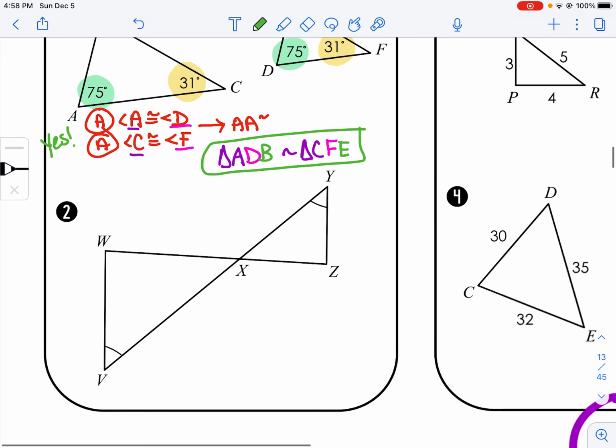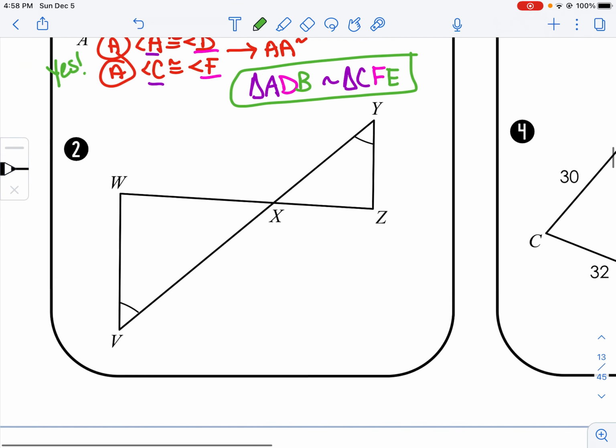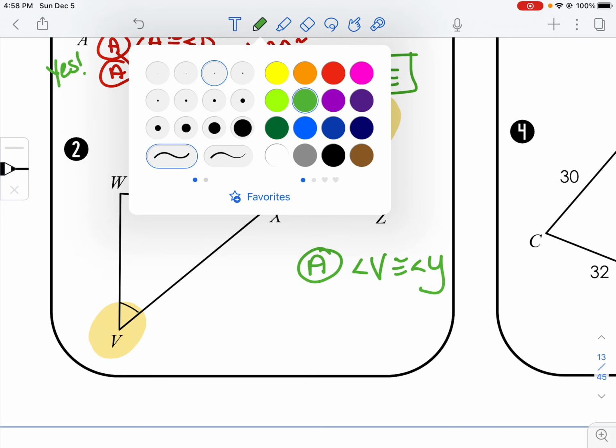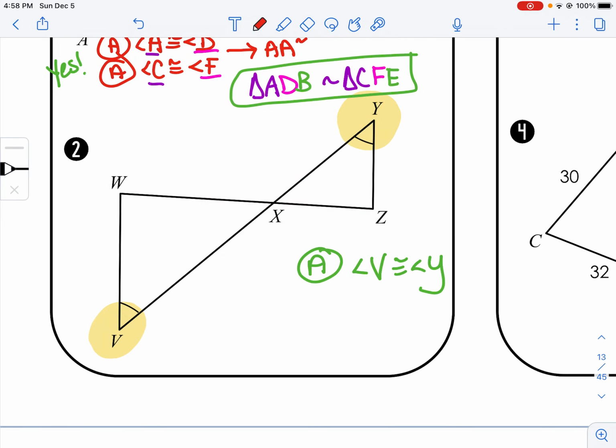Now, sometimes it's a little trickier than that. So if I look at this triangle, I see right off the bat that Y and V are congruent. So we'll take that. Angle V is congruent to angle Y. Now, are there any other angles? Looking at this bow tie, it's a funny looking bow tie picture that will tell us that we have another pair of angles.